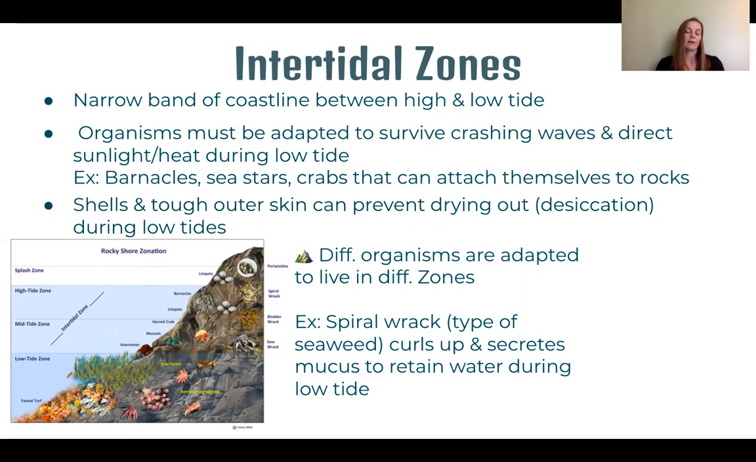So if you look at, there's a type of seaweed called spiral rack. It curls itself up and it actually secretes a sort of a mucus that helps to protect it and allow it to retain water during low tide. If you go out to the beach, you'll find that there are a lot of little cochlea that dig into the sand, and so they come up when there is water washing over them, and then they go back down into the sand to stay wet when there's not water washing over them.